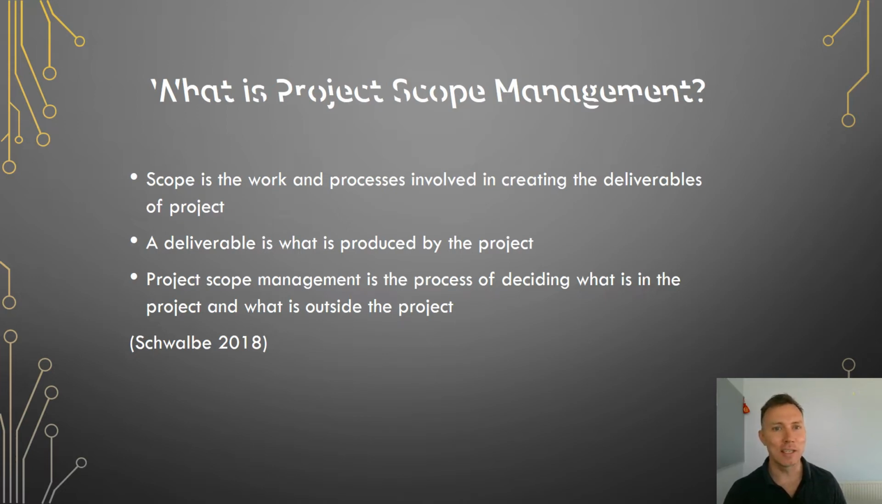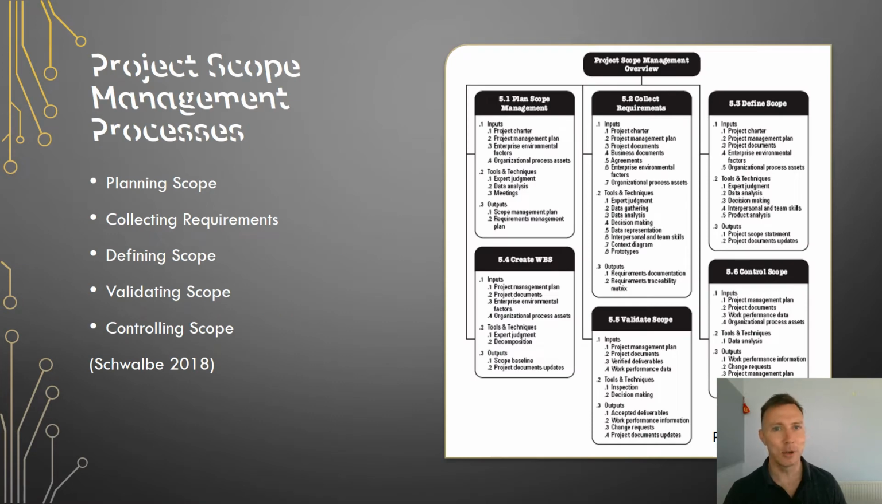And so project scope management is how we decide what is part of the project and what is not part of the project. That is, what is in scope and what is beyond the scope of the project. These are the processes that the PMBOK requires for scope management: planning the scope, collecting requirements, defining the scope, creating the work breakdown structure, validating and controlling the scope.